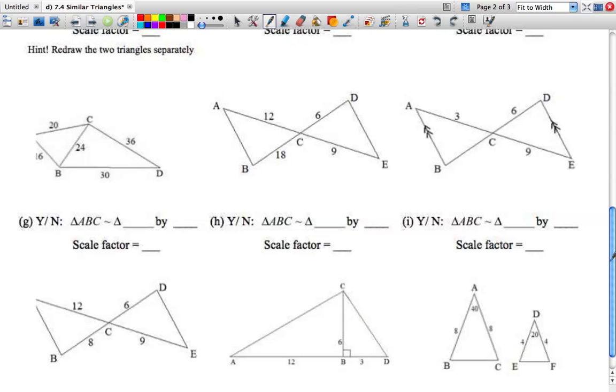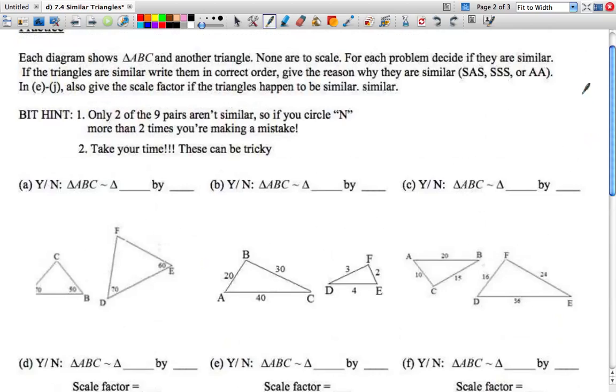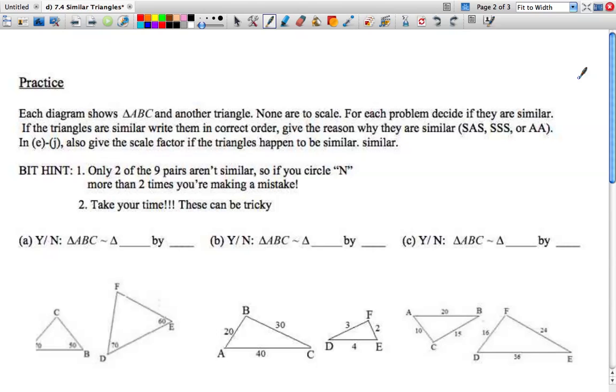Okay. Practice. We'll do a few of these, maybe just the first one, but this you will finish and come into class on the next class with these done, this page. Each diagram shows triangle ABC and another triangle. None are to scale. For each problem, decide if they are similar. If the triangles are similar, write them in the correct order. Give the reason why they are similar.